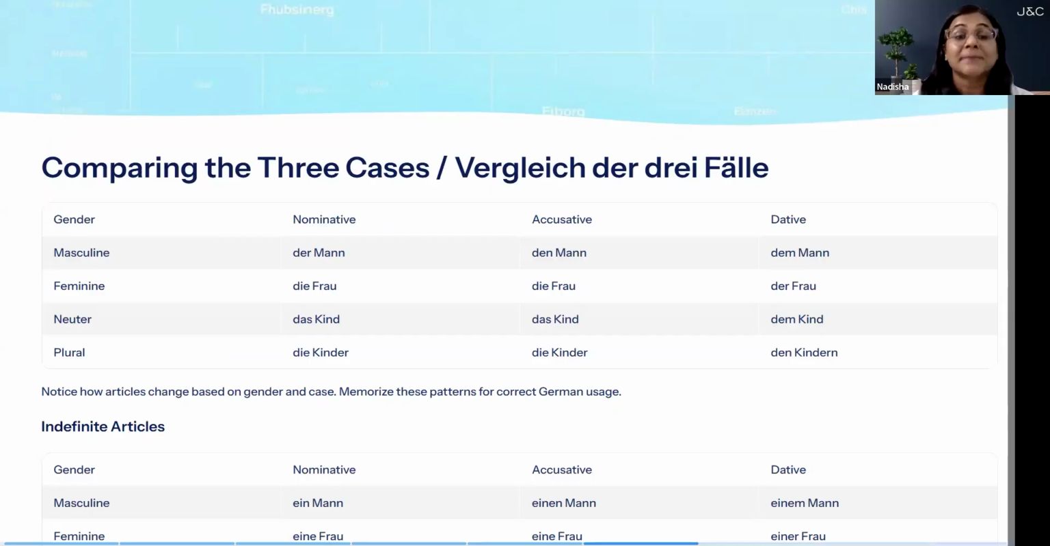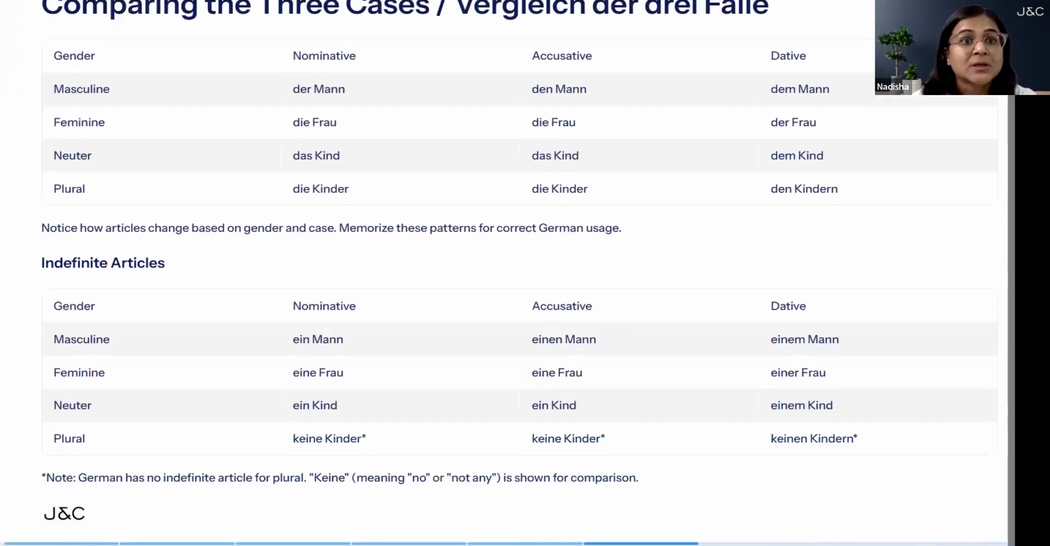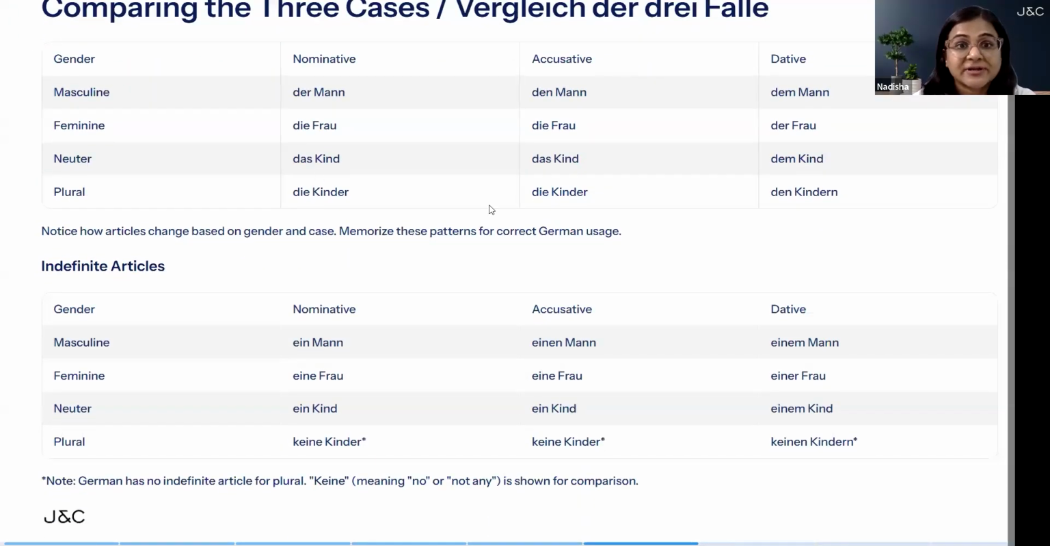Now let's see the comparison of the three cases, okay? We have done it already, but we are revising it again for you. Now, these are definite articles in nominative, accusative, and dative, and these are indefinite articles in nominative, accusative, and dative. Nominative is der, die, das, die. So, der Mann, die Frau, das Kind, die Kinder. Accusative is den, die, das, die. Remember that. Den is different only. Rest everything is the same. Den Mann, die Frau, das Kind, die Kinder.